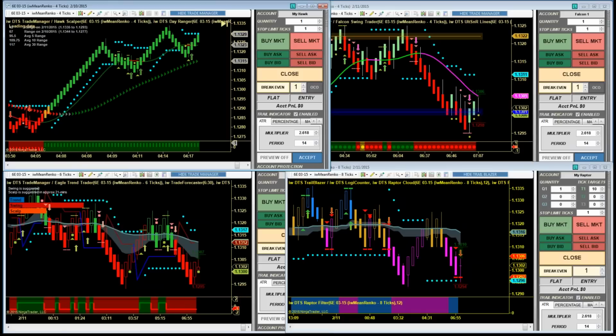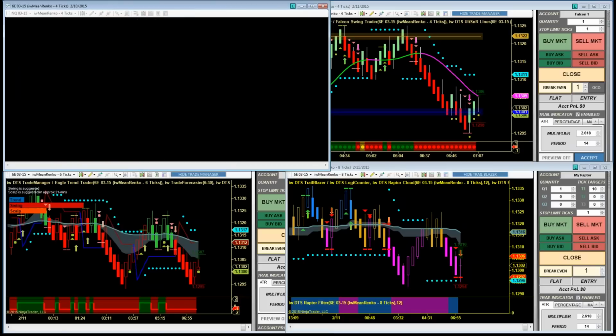The Raptor is not the kind of tool that's going to be ultra fast. If you're looking to have more market input, then tools like the Hawk, the Falcon, and the Eagle might be more to your liking.